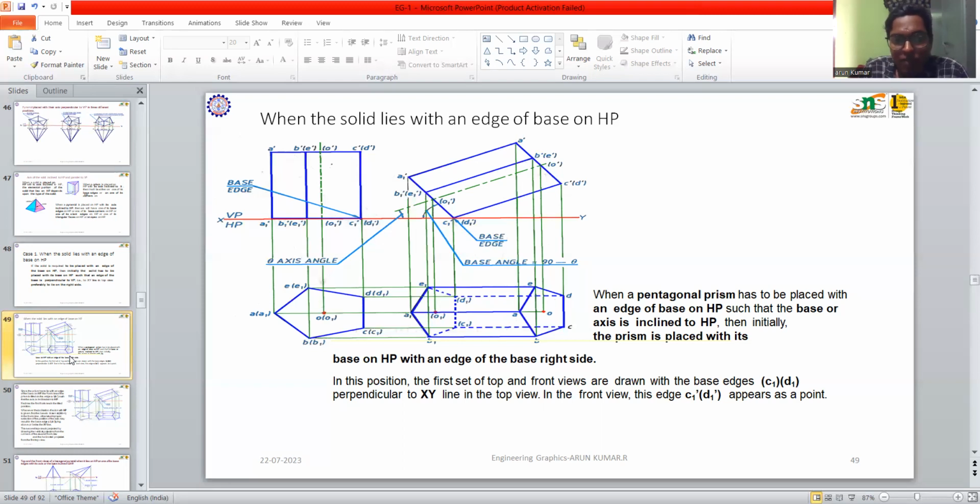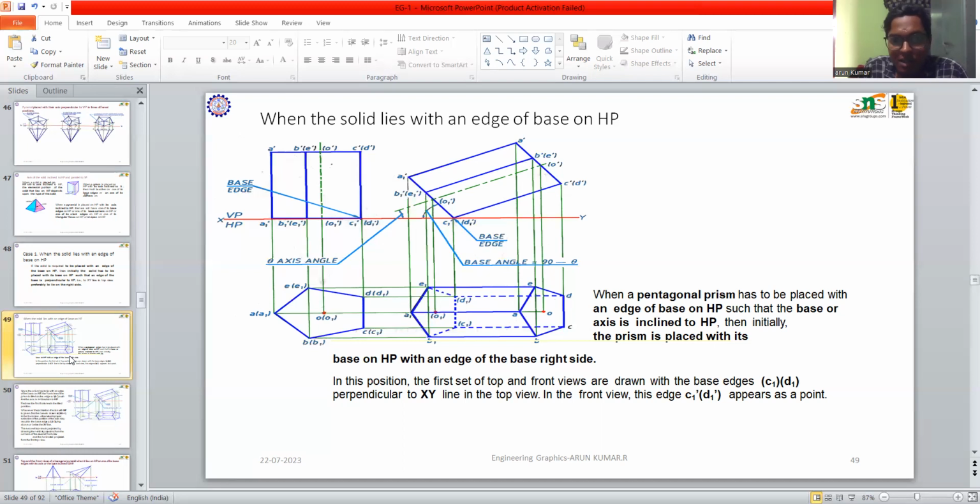Then, according to the condition, the solid is inclined to the HP, so the solid can be tilted. The angle is given in the question, for example 30, 35, 40, 45 or 60 degrees. We have to tilt it based on the axis of the given solid. Here O1 is the axis, and that axis can be tilted at a particular angle. For example, I take 30, so I tilt the axis by 30 degrees, so that the front view of the prism is tilted.